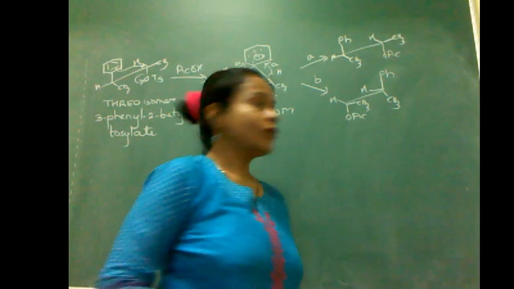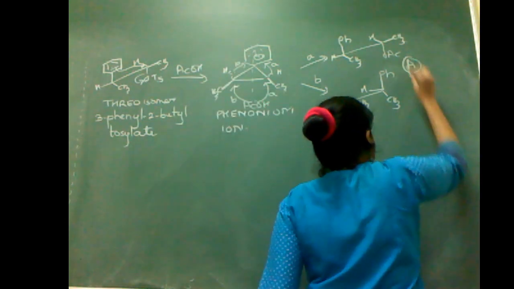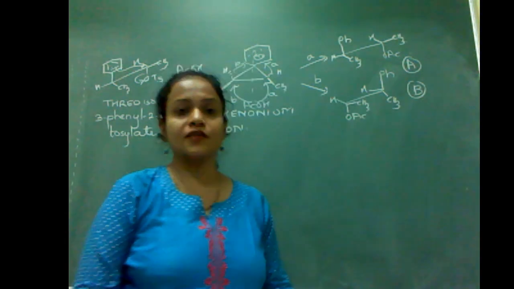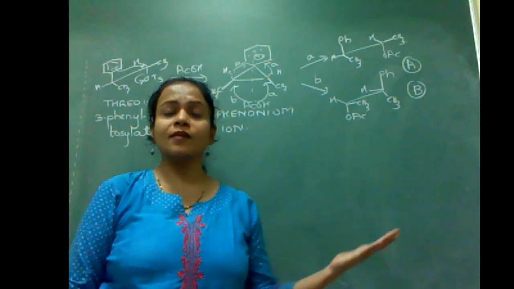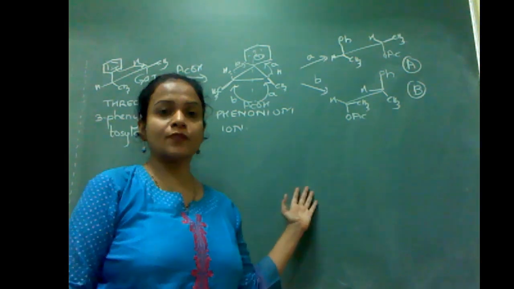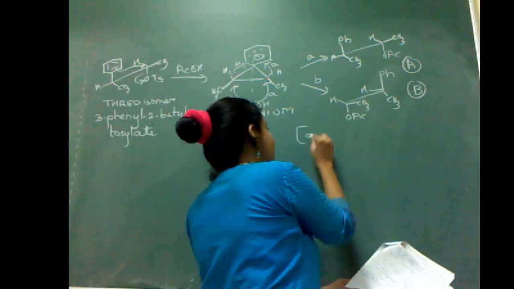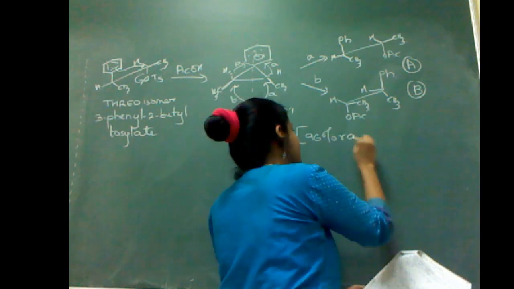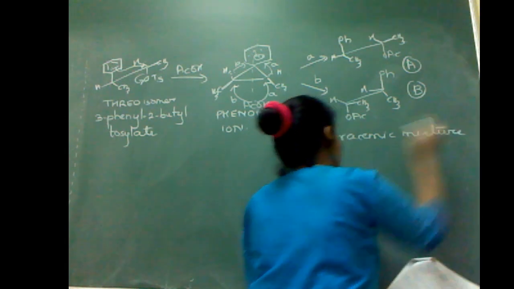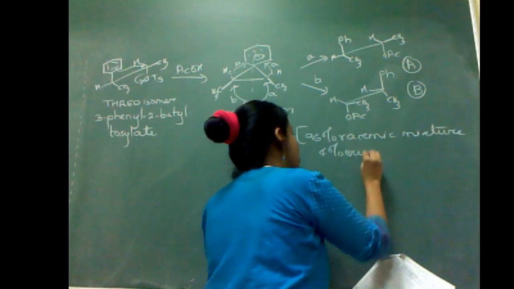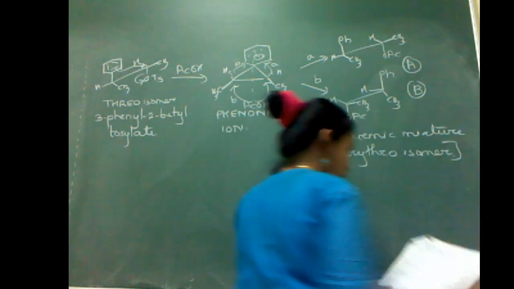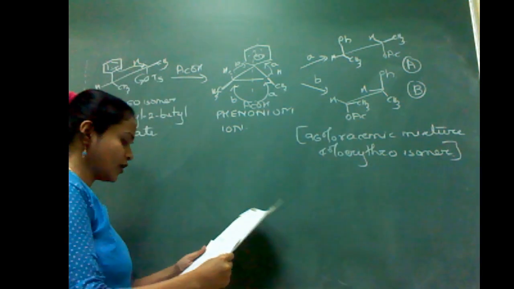Let us designate this as A and this as B. When you have these Sawhorse representations, some students find it very easy, but some find it very difficult, because as per the observation, you get 96% of a racemic mixture and 4% of the erythro isomer. Now, how can you explain this particular observation?